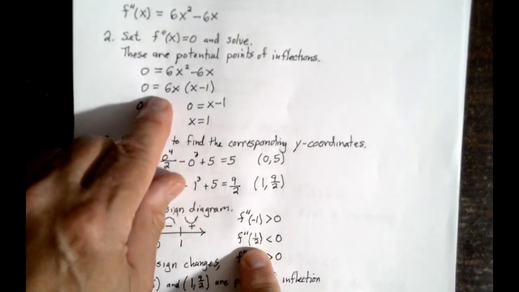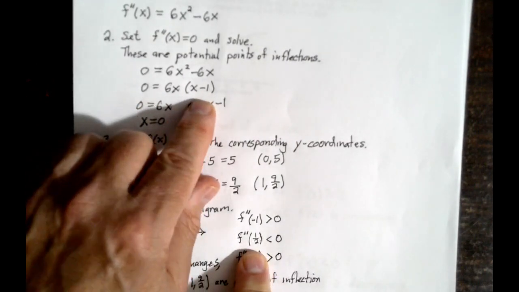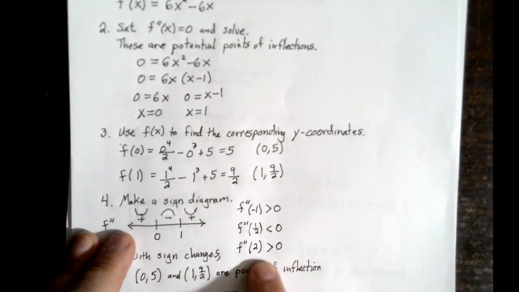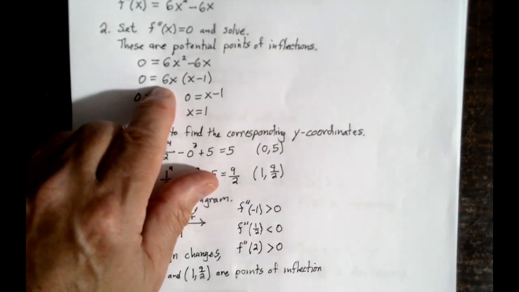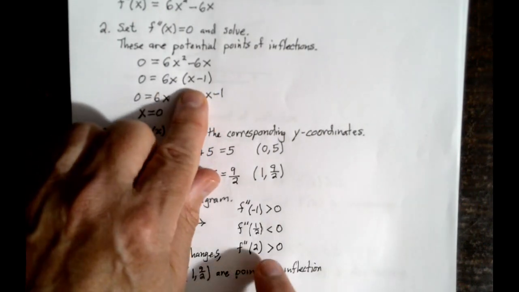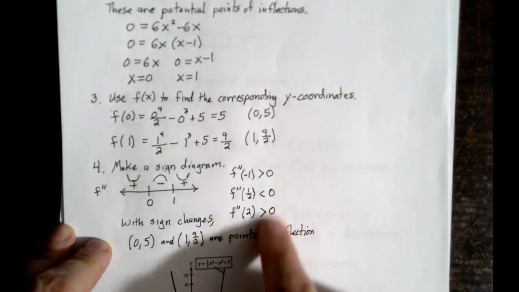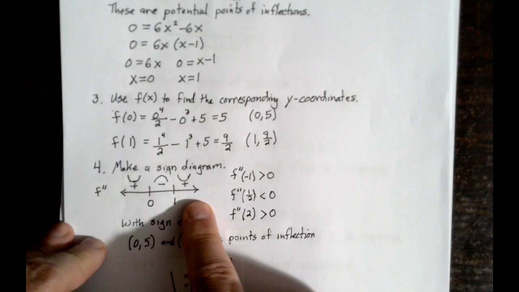Now let's try 1/2. 6 times 1/2 is positive. 1/2 subtract 1 is negative. Positive times negative is negative. And then the same thing with the last one, positive 2. 6 times 2 is positive. 2 subtract 1 is positive. Positive times positive is positive. So you've got plus minus plus. And so concave up, concave down, concave up.